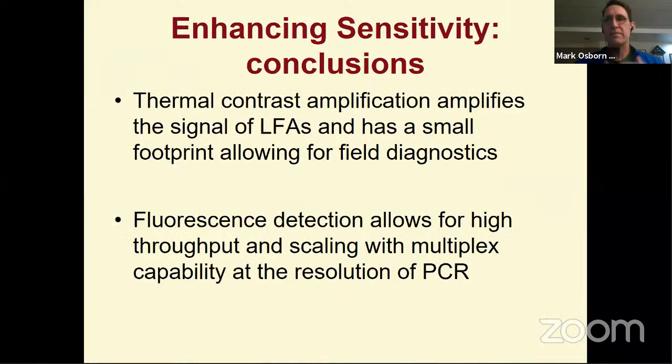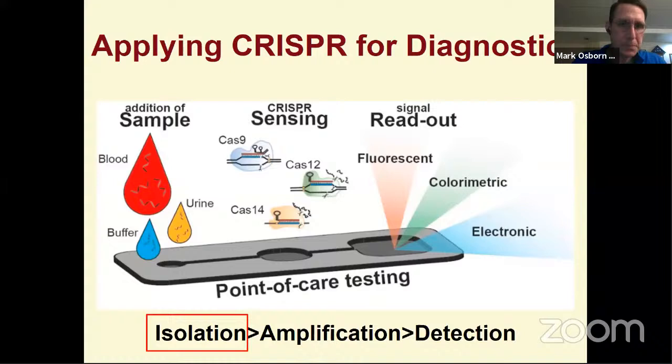So we envision a process where lateral flow assays could be performed closer to the point of care, for instance, in doctor's offices in rural areas, using lateral flow assays and amplifying that signal with thermal contrast amplification, as well as being able to improve throughput and sensitivity and being able to differentiate between different respiratory pathogens using the fluorescence multiplex activity. And both are Cas9-based, both binding for lateral flow assays and then binding and cleavage for the fluorescence assay. A key component for this is isolation of the analyte.